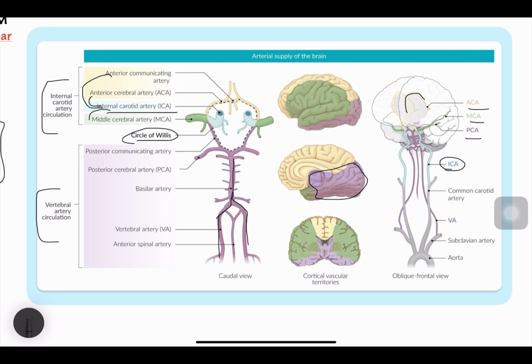And the posterior circulation mainly includes the vertebral and the basilar artery, which give branches like the superior cerebellar artery, posterior inferior cerebellar, anterior inferior cerebellar, pontine arteries, and many other arteries that we'll see later, supplying the posterior regions of the brain.